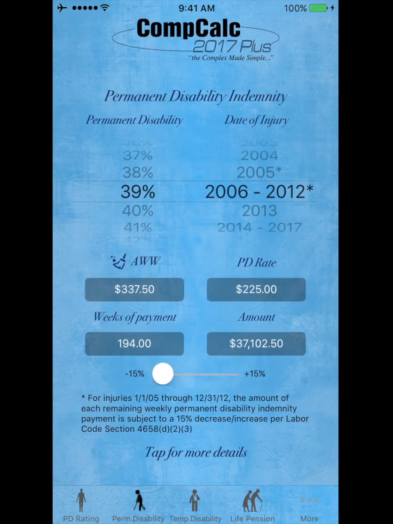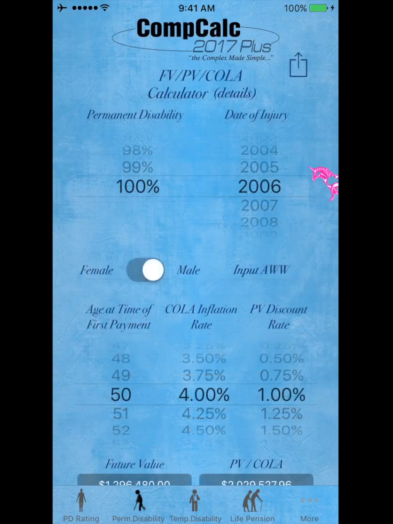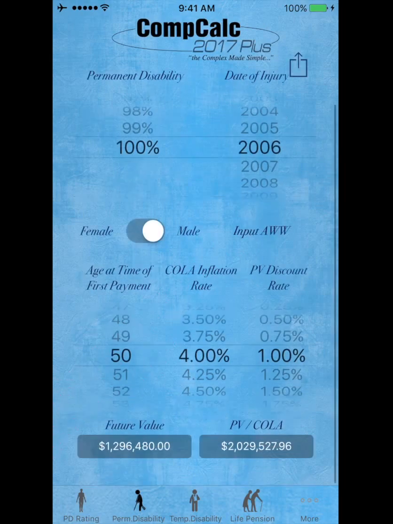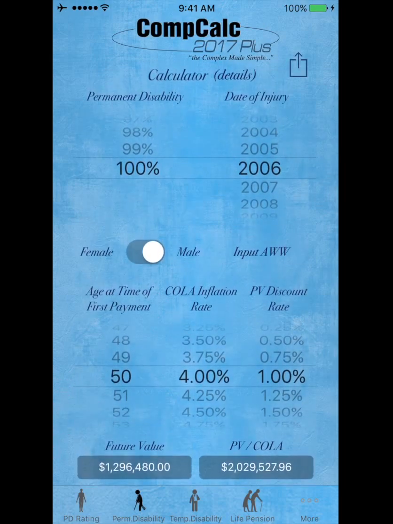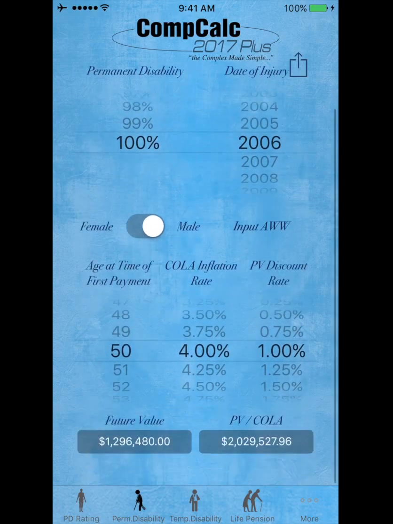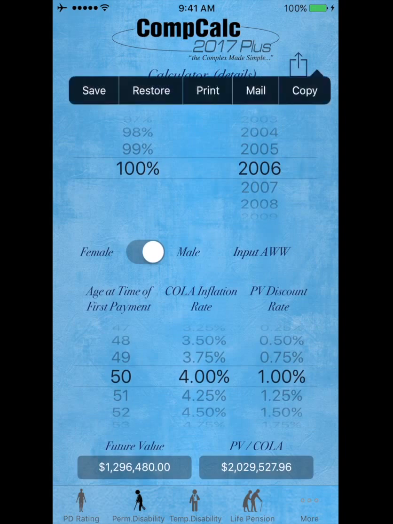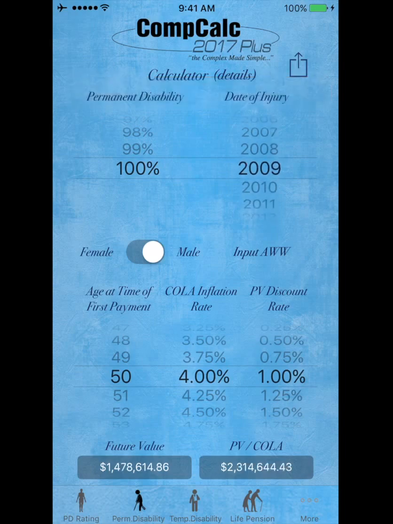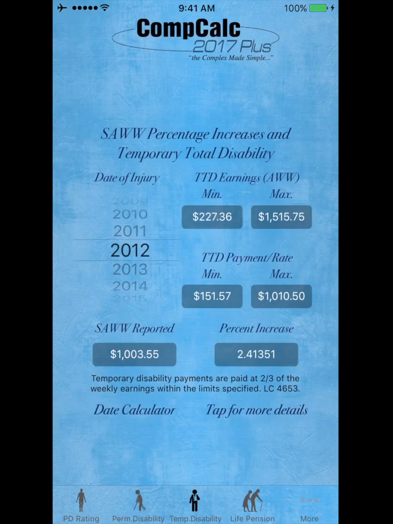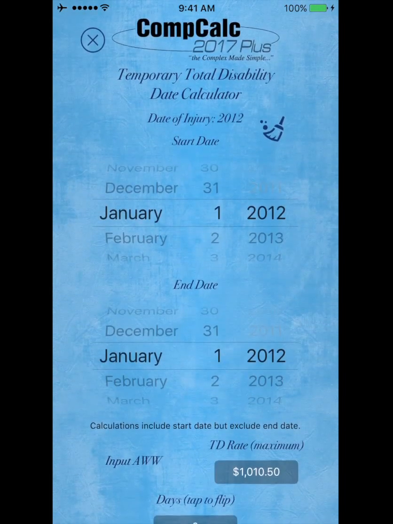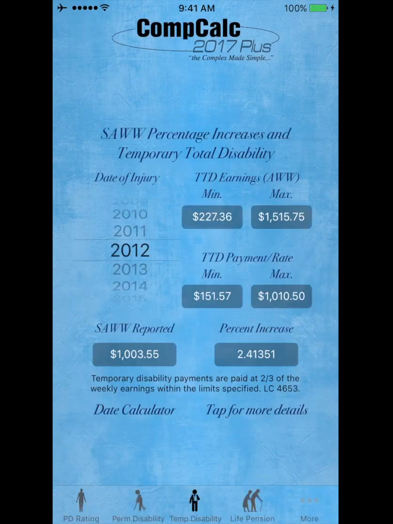Now, the export feature is also available when you go to 100% disability. This is part of the advanced features and functions, or the advanced tips and techniques video that I'll be doing shortly. But as you can see, it does a present value COLA calculation, but once again, you have the export feature. You can save, restore, print, or mail this, or you can copy it. If we go to the date calculator, it also has a whisk broom that allows me to erase whatever's in there.